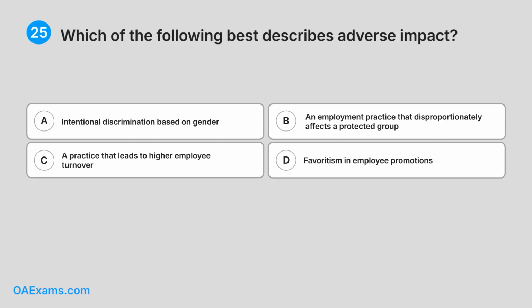25. Which of the following best describes adverse impact? A. Intentional discrimination based on gender. B. An employment practice that disproportionately affects a protected group. C. A practice that leads to higher employee turnover. D. Favoritism in employee promotions. What do you think is the answer?